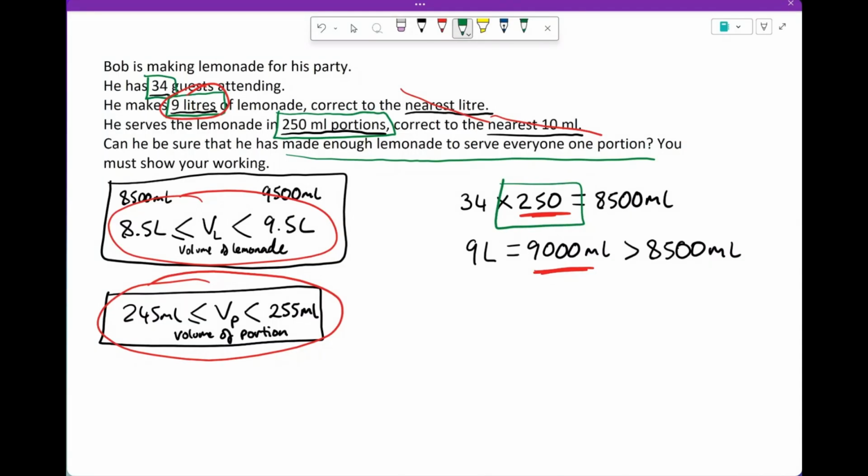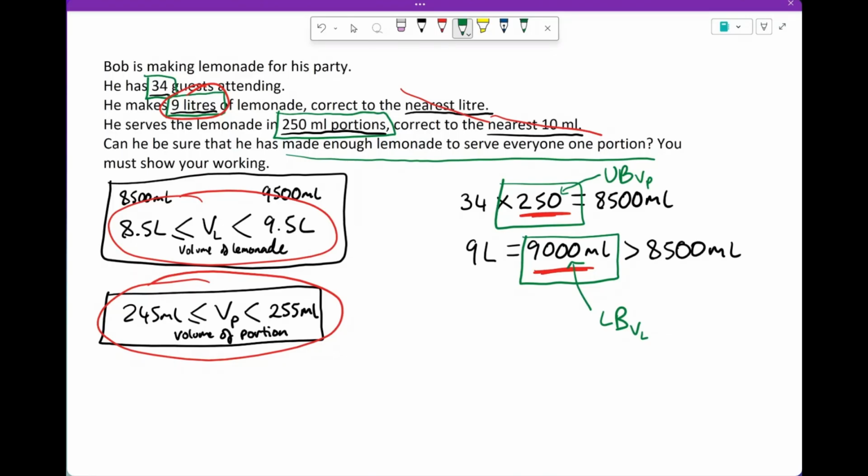Well, let's think about the worst case scenario for Bob where he's at risk of not having enough. Well, that's going to be when the portion size is at its greatest. So in place of the 250, I want to use the upper bound for the volume of our portion size, because that will be the scenario where he's giving out the most lemonade. And in terms of our other value, so the volume of the lemonade he's made, so the 9,000 milliliters, well, the worst case scenario would be where he has the least amount possible for the total volume of lemonade. So we want to use the lower bound for the volume of lemonade that he has produced.